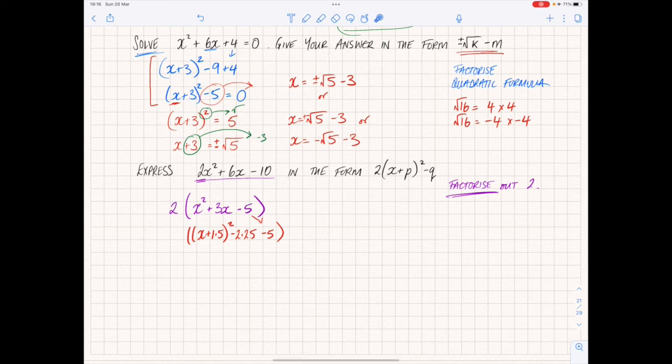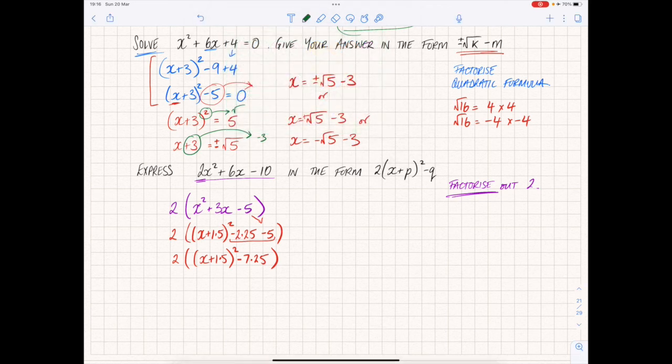If that confuses you, what you could do is get rid of those initial brackets there and then put them back in at the end once you've done it, because the 2 still needs to come down. Okay, from here I'm going to leave that 2 on the outside still. I'm going to put x plus 1.5 all squared, and then I'm going to tidy this bit up. Minus 2.25 minus 5 is minus 7.25. Close my bracket.